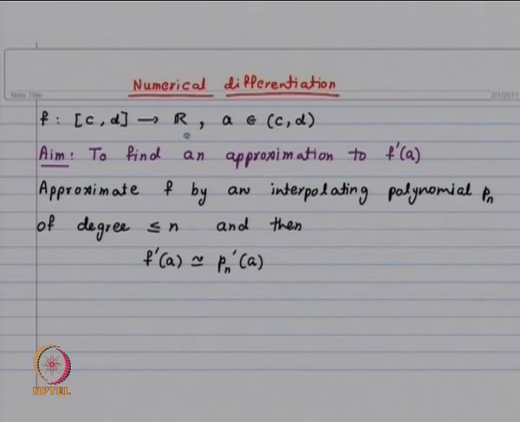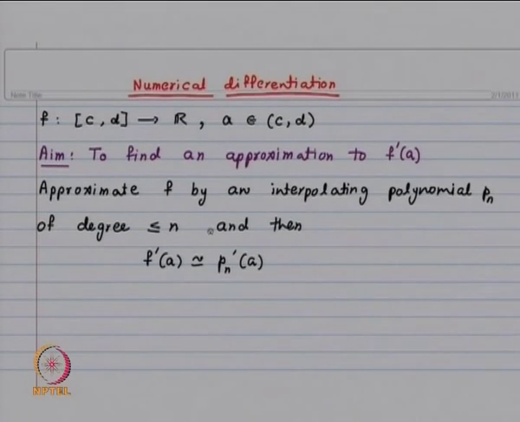But today what we are going to do is look at our interpolating polynomial of appropriate order, get the derivatives, and see what difficulty one faces in the case of numerical differentiation. We are going to slightly change notation. The only change is that our function, earlier defined on interval [a, b], we will now say is defined on interval [c, d], and a will be an interior point of our interval. Our aim is to find an approximation to f'(a). So, f is from [c, d] to R, a real valued function, a is an interior point, and the aim is to approximate f'(a). So, approximate f by an interpolating polynomial p_n of degree less than or equal to n, and f'(a) is approximately equal to p_n'(a).